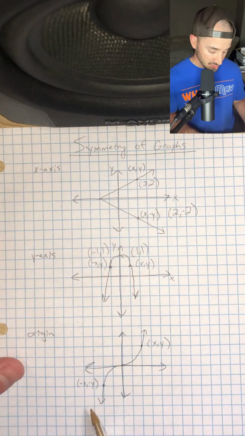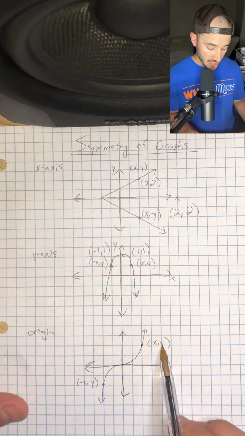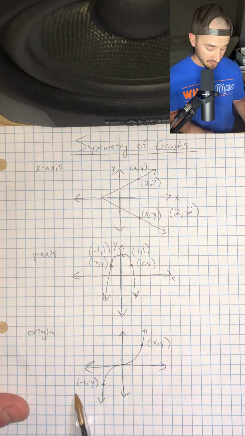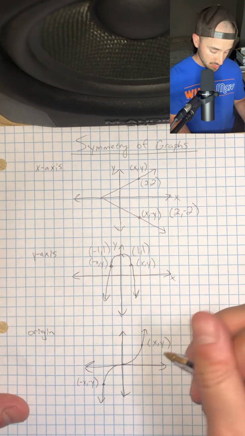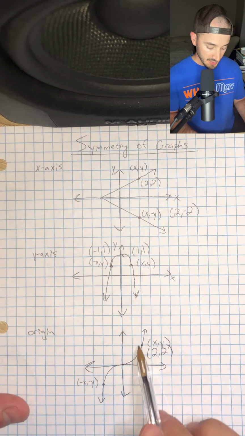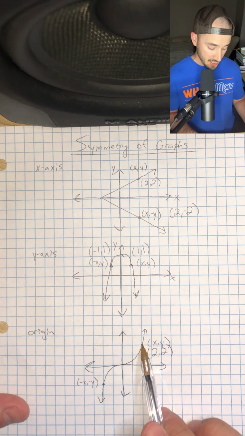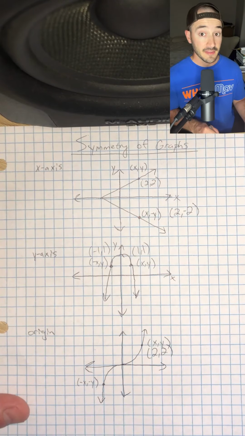And so that could look something like this. So basically for every point (x, y), we also have to have (-x, -y), okay? So in this example, this would be positive 2, positive 2, and so we also have to have the negative versions of those points, okay, for x and the y value.